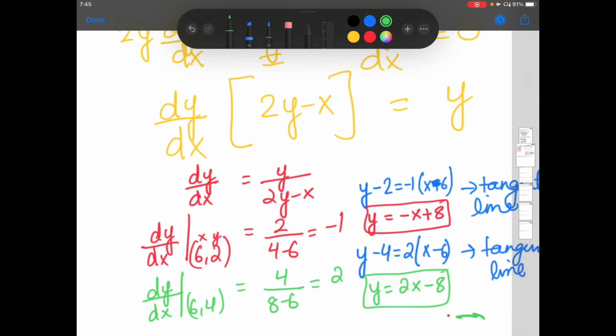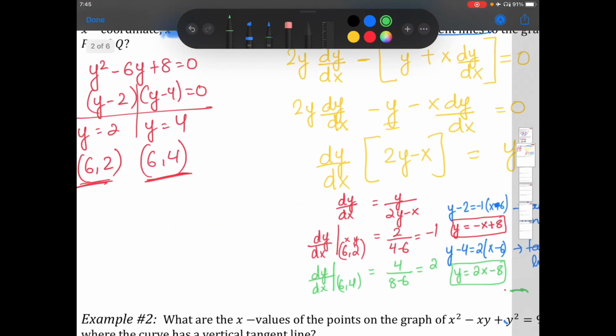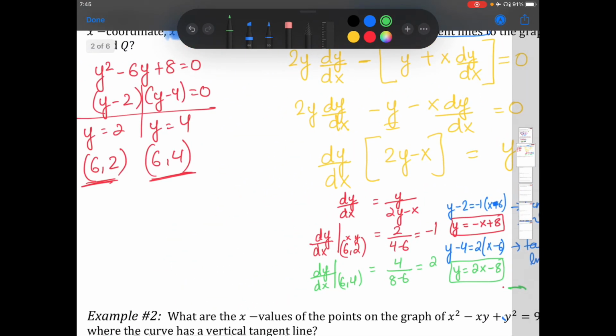So these are my two equations. I want to find the point of intersection of these two equations. So what do I do? I set them equal to each other or substitute. You could have done that. I think setting them equal to each other would be good. So for the point of intersection, negative x plus 8 is equal to 2x minus 8. Solve for x. I get 3x is equal to 16. x is equal to 16 over 3. So that's my first coordinate.